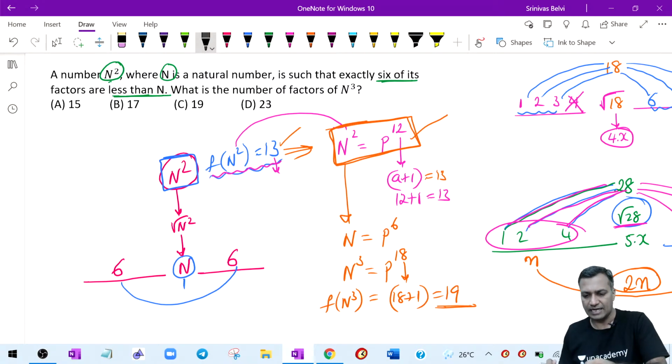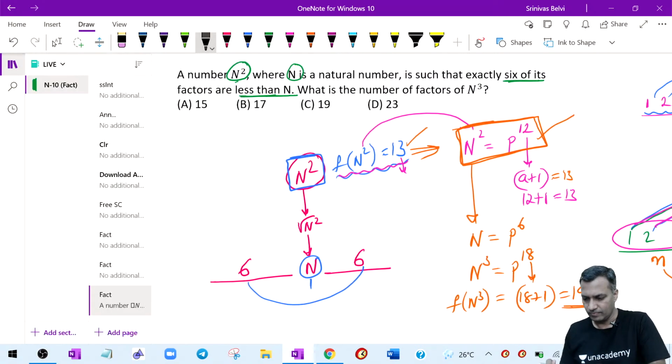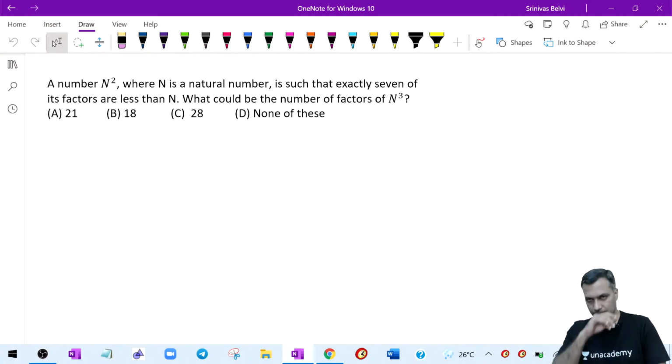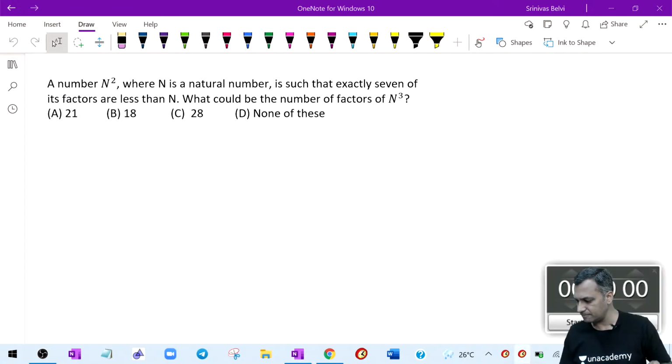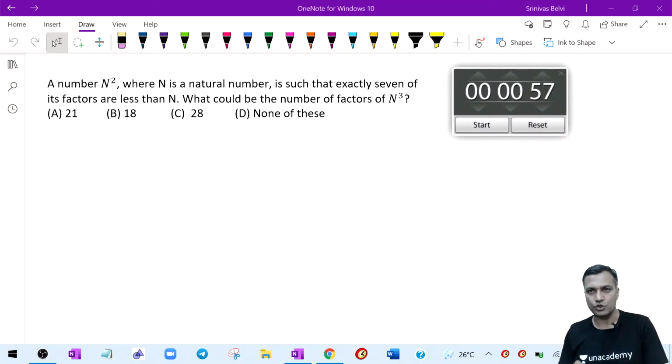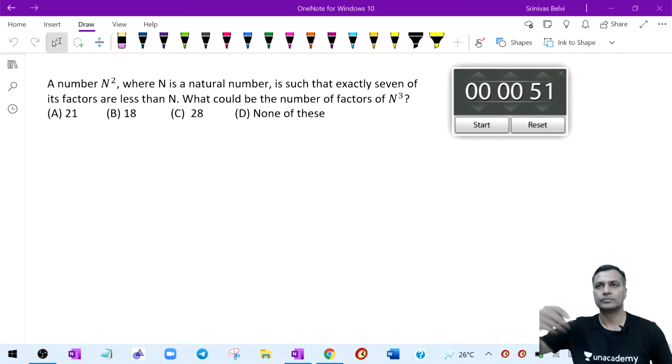Let's take a look at the CAT question now. Yeah, so here comes the CAT question. Try this. I will give a minute. Having understood the concept, close this CAT question in a minute's time. Go ahead, everybody go ahead.